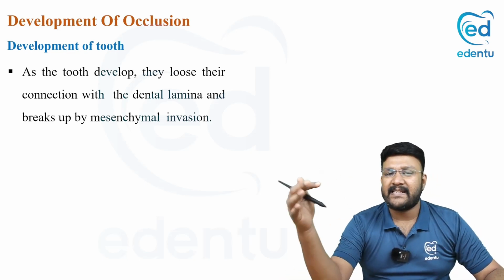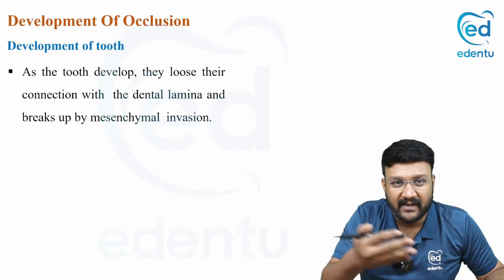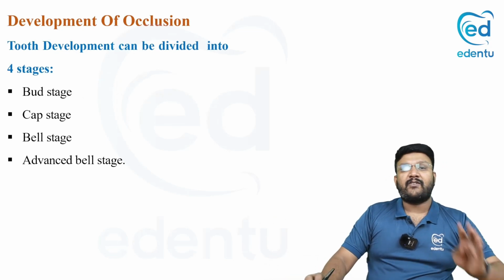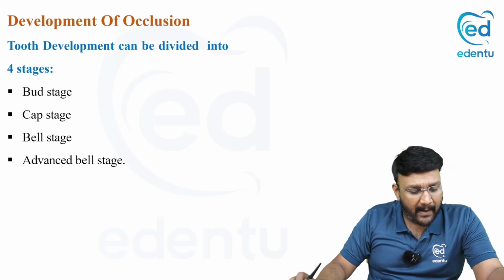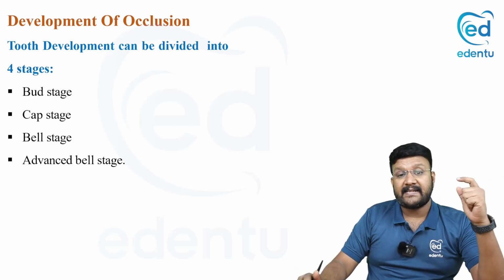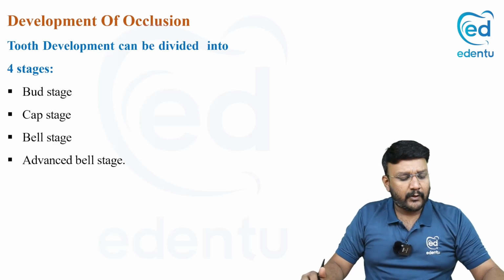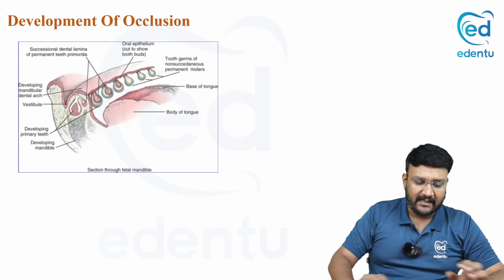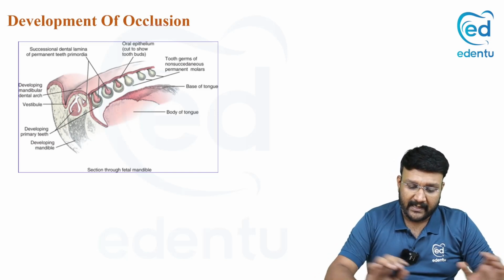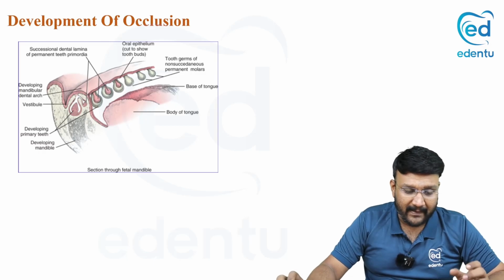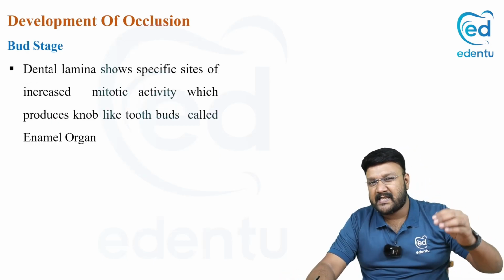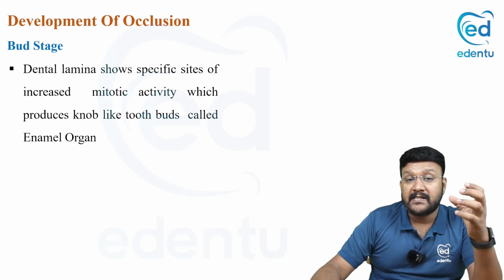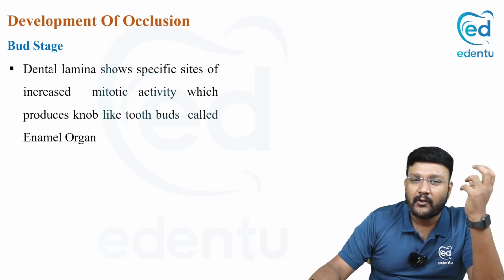These are the basic histological parts which I am just briefing. Coming to the stages of tooth development, basically there are 4 stages: bud stage, cap stage, bell stage, and advanced bell stage. These are the pictorial representations of the different stages of tooth development that you can see over here. The bud stage is the first stage of tooth development.